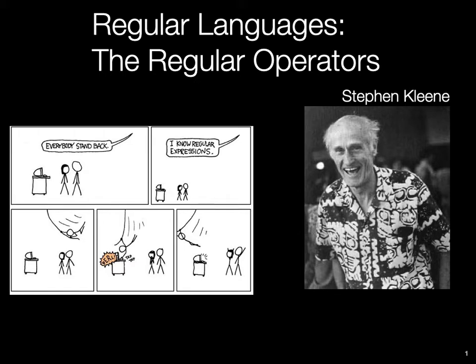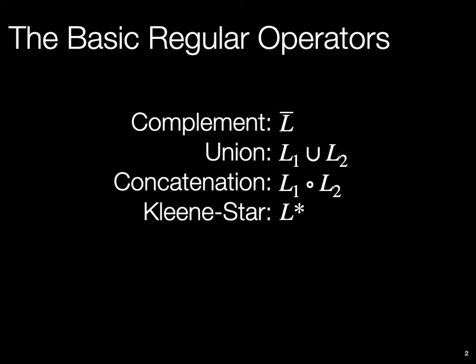In this first part, we will look at special operators called regular operators on regular languages that give rise to regular expressions. These operators provide a means of compositionally, think modularly, constructing automata, and hence proving that languages are regular. The basic regular operators come in four flavors: complement, denoted by a bar over the language; union; concatenation, sometimes also called composition; and Kleene star. There are other regular operators, but they can all be defined in terms of these operators.